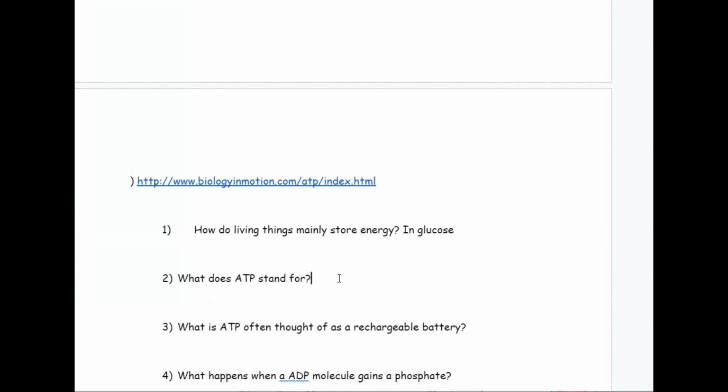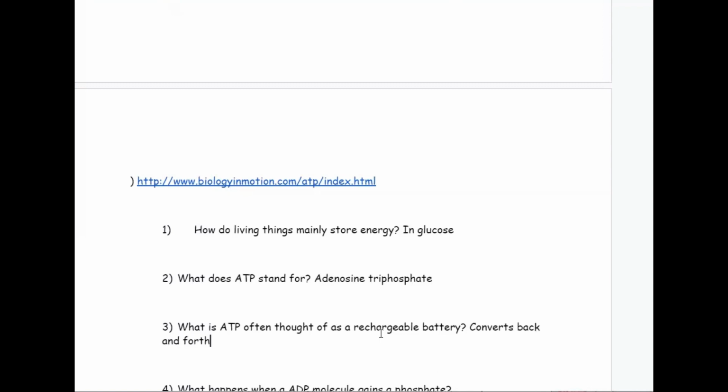All right, what does ATP stand for? Adenosine triphosphate. And yes, I do know I'm going quick, but you can take a picture of it, and I am making a video for this. All right, why is ATP often thought of as a rechargeable battery? It converts back and forth with ADP. So it goes back and forth.